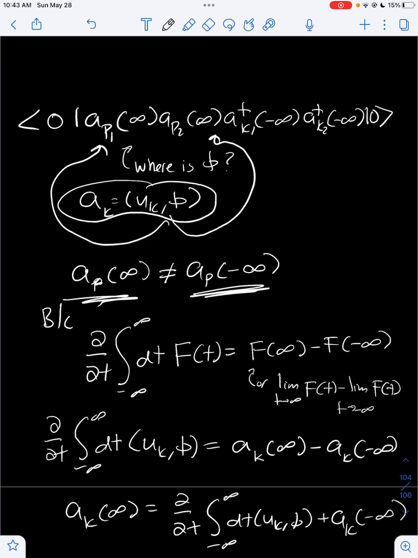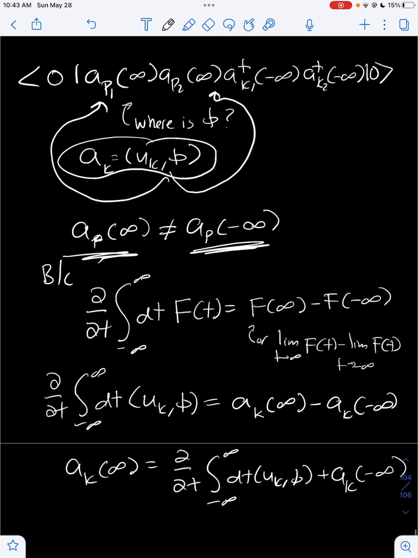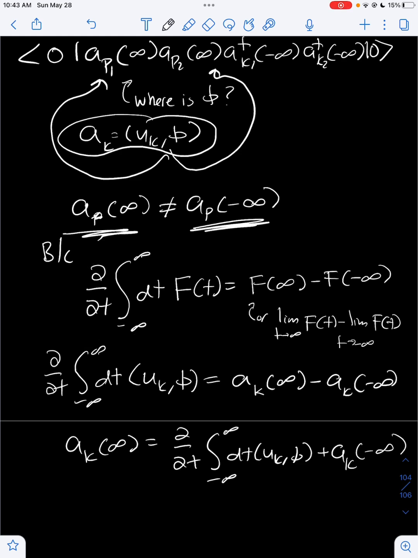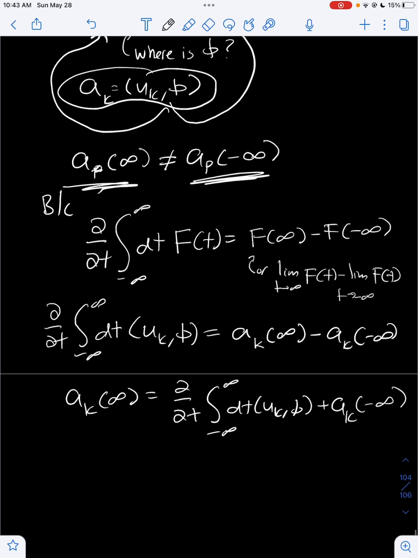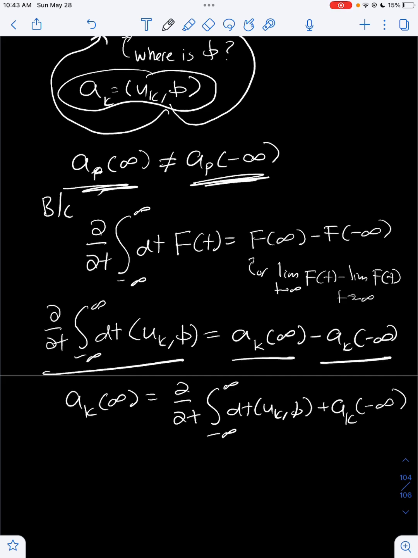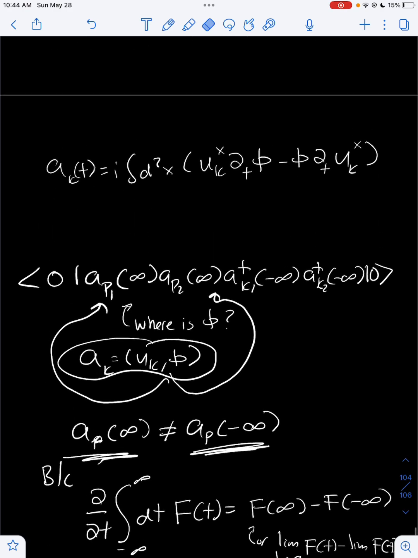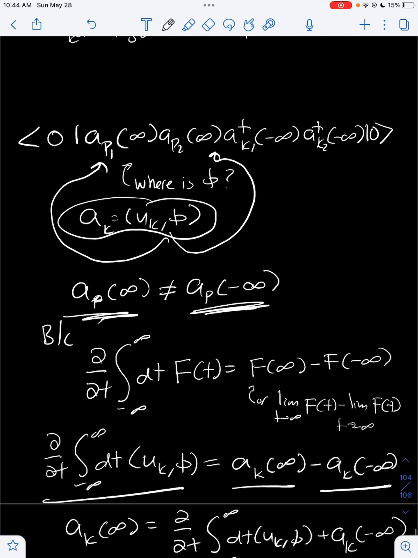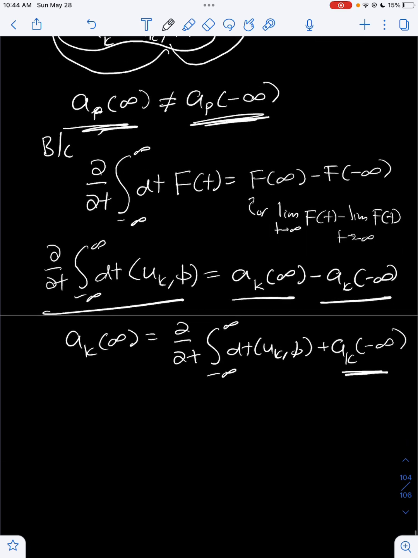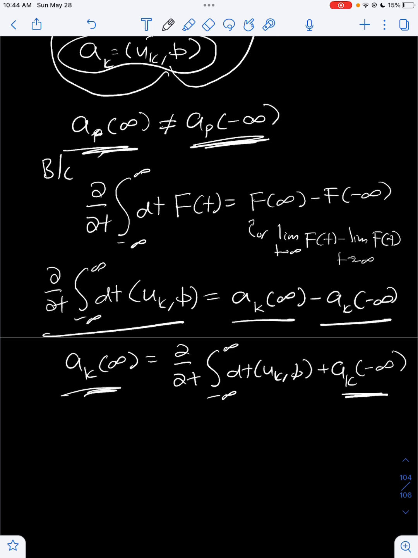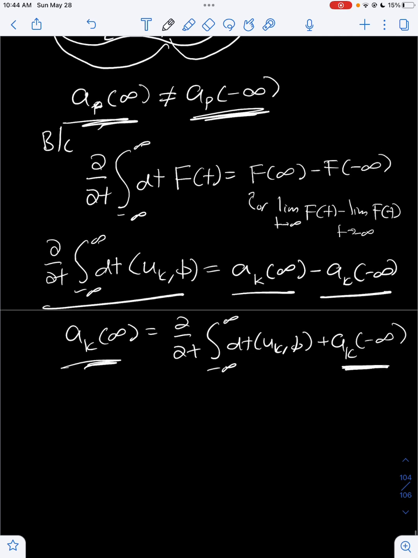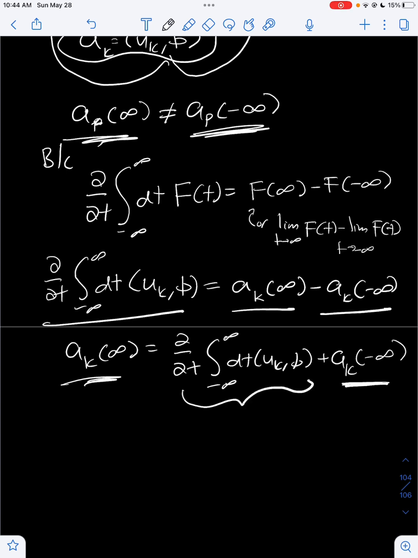And the reason is that, due to the fundamental theorem of calculus, the integral of the derivative of this over here is equal to this minus this. Then applying that to a of k, a of k of infinity is this factor plus a of k of minus infinity. So a of k of infinity is not equal to a of k of minus infinity in general, due to this term right over here. So in order for us to plug the field expressions into this product, we first have to find the exact relationship between a of k of infinity and a of k of minus infinity, which requires us to actually evaluate this thing right over here.